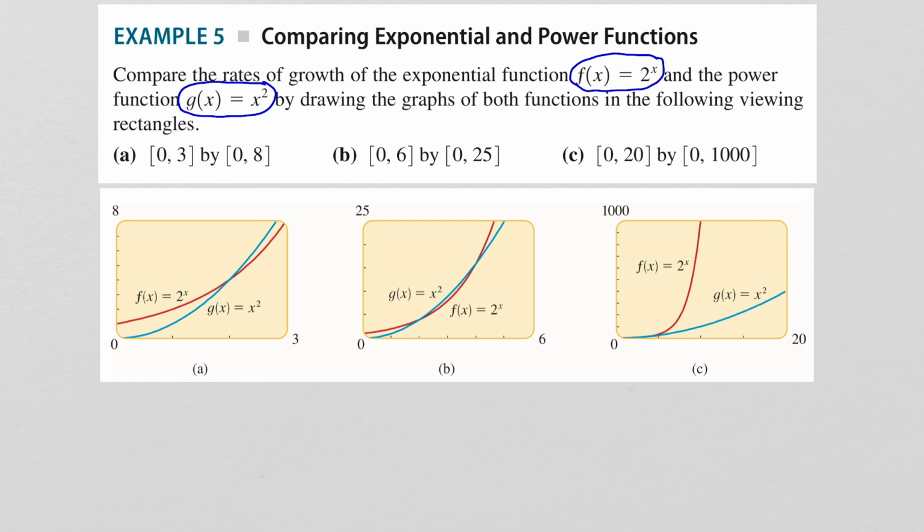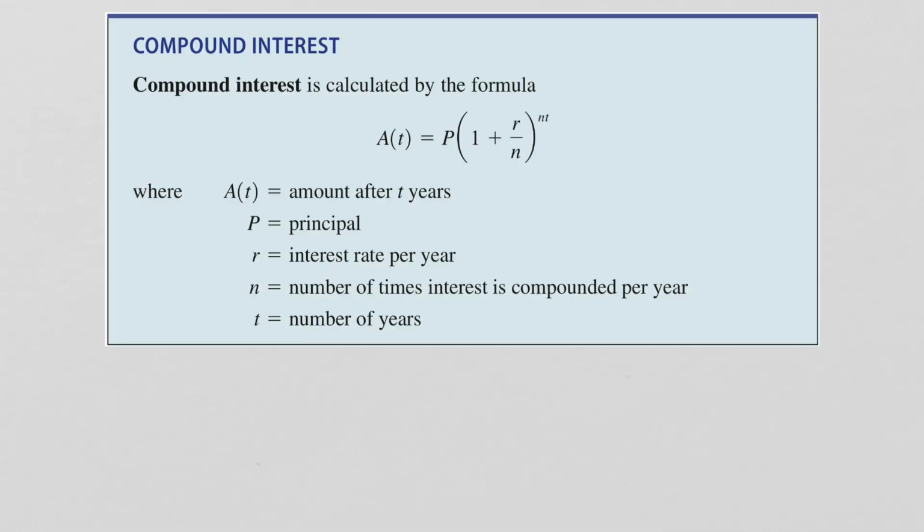So one thing that's nice to know is that when an exponential function has a base that's greater than 1, it is a very rapidly increasing function. One of the main applications of exponential functions is compound interest. Compound interest is when a certain amount of money is put into a bank, and we'll call that amount of money P, which is the principal.